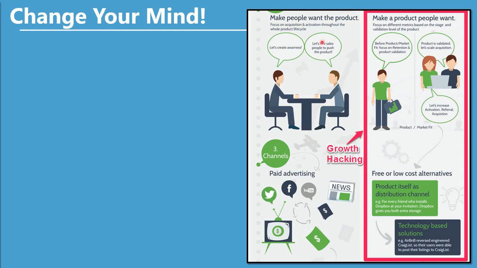In terms of traditional tactics, you would make people want a product. So this guy's going, let's create awareness, and let's hire salespeople to push the product. You go from there and down, and then it's paid advertising, and then lots of money, and it's a cycle that continues, and you spend lots more money, and then you get some leads from it, and they might convert and might not.